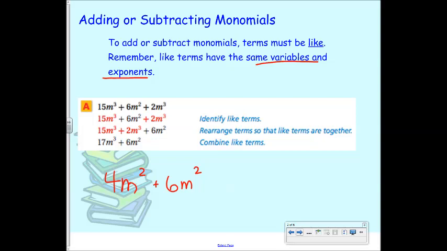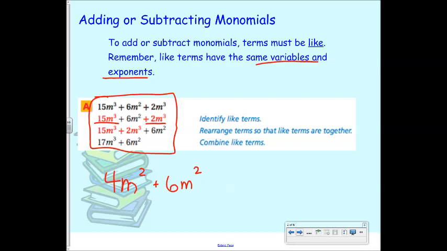So in this problem right here, A, this is the simplified step for this problem. So we started by identifying our like terms, which are the ones that are m to the third. 15m to the third plus 2m to the third gives us what? 17m to the third. How come it isn't 17m to the sixth? Because you're adding instead of multiplying. If you multiplied them, the exponent would increase, but you're just adding them together. So you're basically just saying, how many m to the thirds do I have? I have 17 of them.